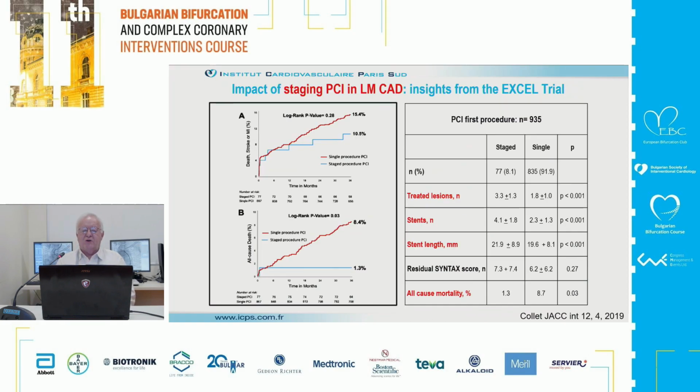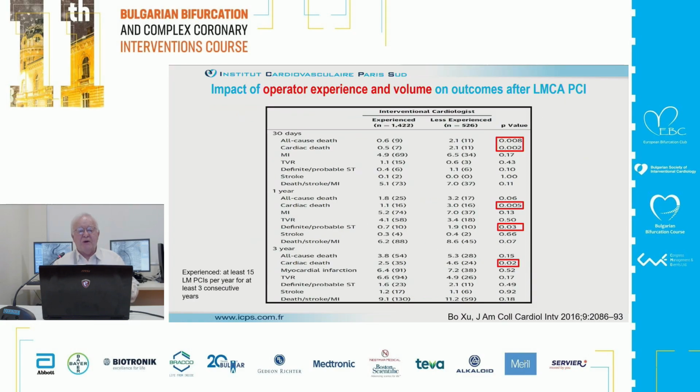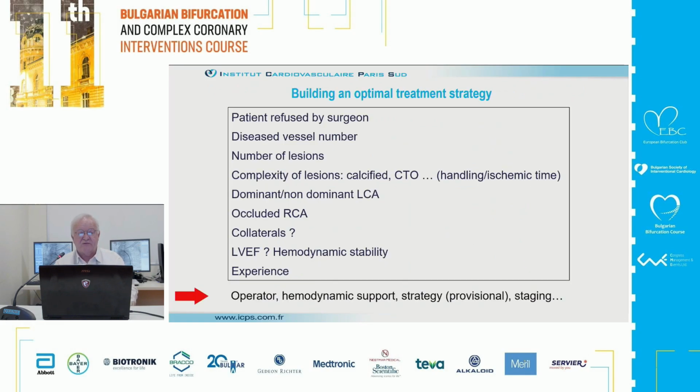I think this slide is important because when you have very complex patients, you have to think about staging. Staging is saving life, as it's shown here at the bottom, when you stage a procedure. And also operator experience and volume of operators is very important, in this study by Bo Zhu in China, showing that if you have experienced more than 15 patients during the last 3 years, you have a reduced rate of cardiac death at 3 years. So you are saving life. So complex cases are for experienced operators.